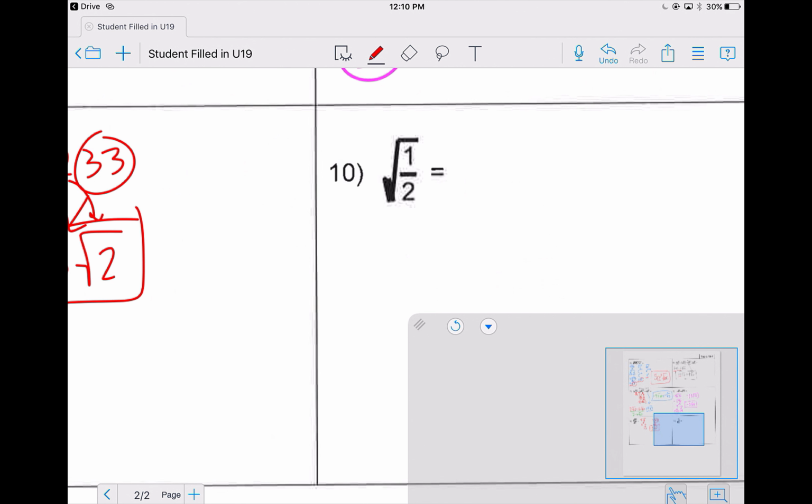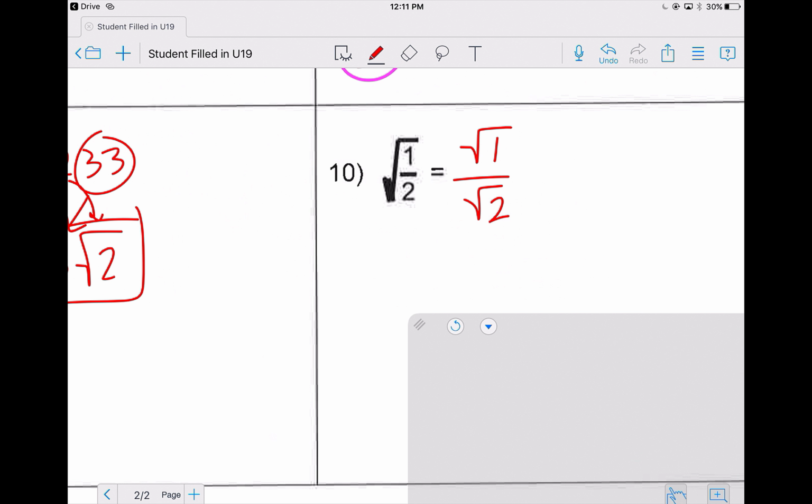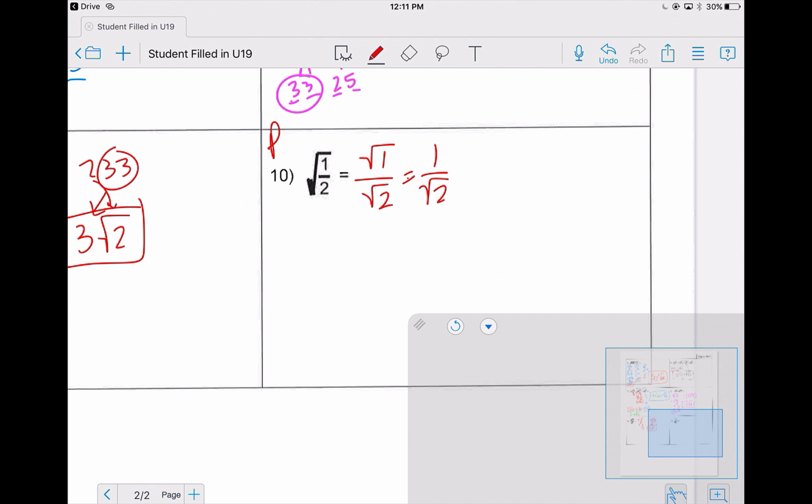And problem 10, 1 and 2 are both inside the square root, but 1 divided by 2 is just 1 divided by 2. I can't simplify it. I can try to break it up, the square root of 1 and the square root of 2. The square root of 1 is 1, but I still have that square root of 2 in the bottom, so this is where I have to rationalize.